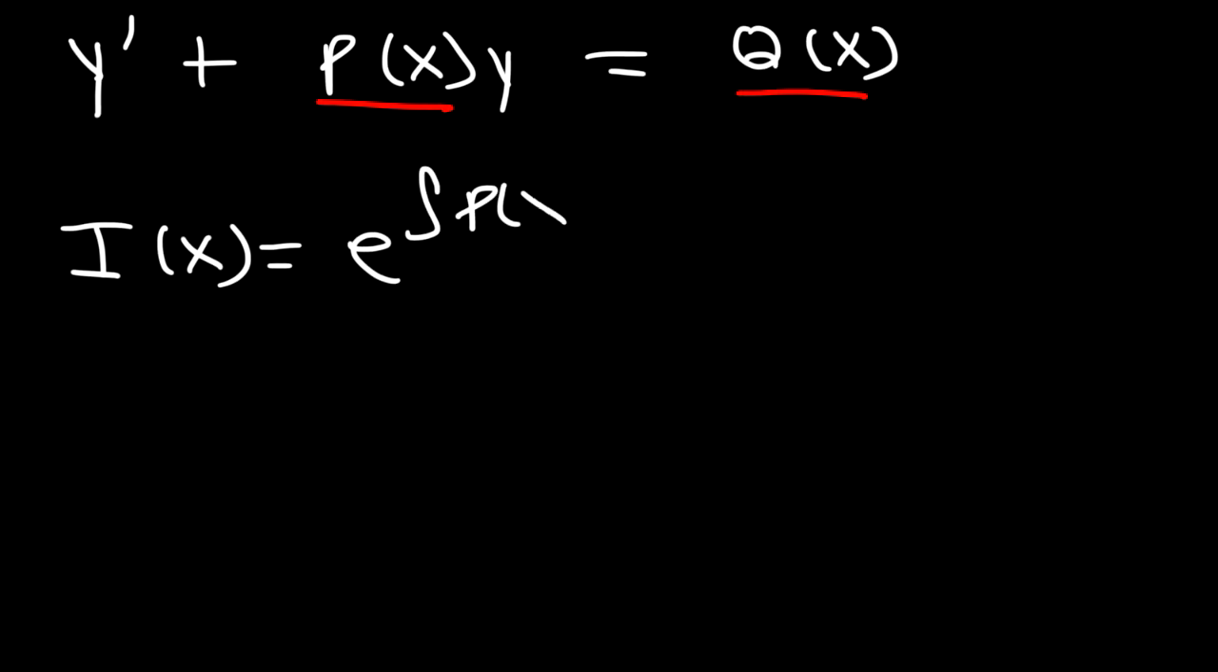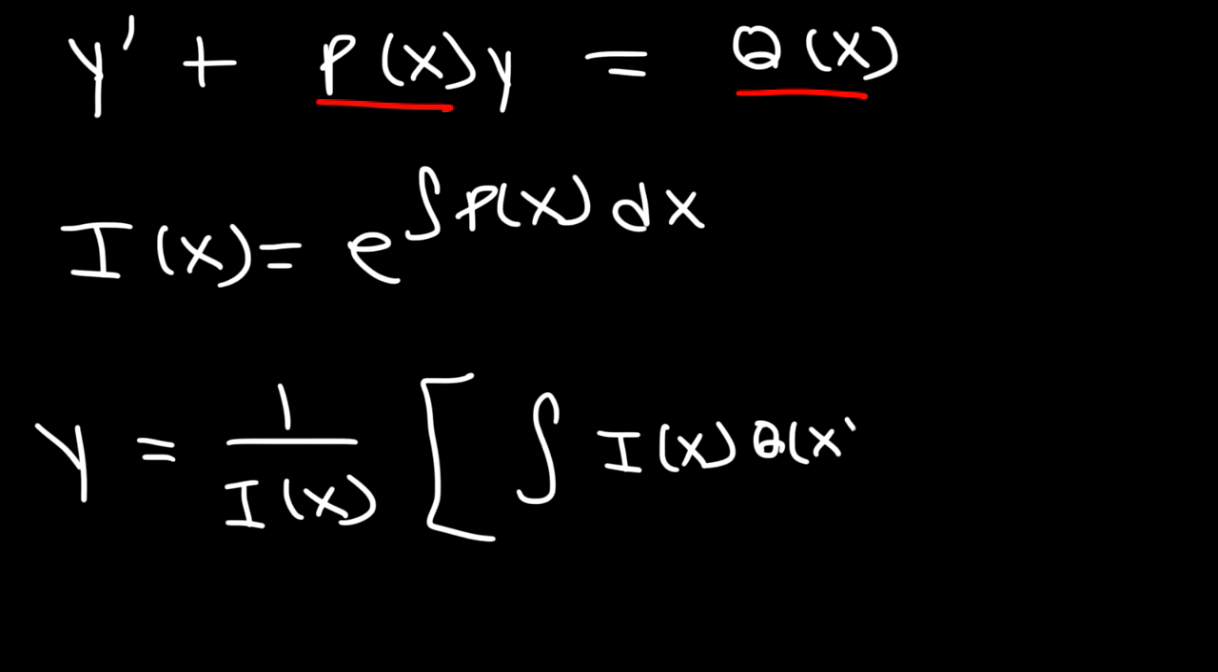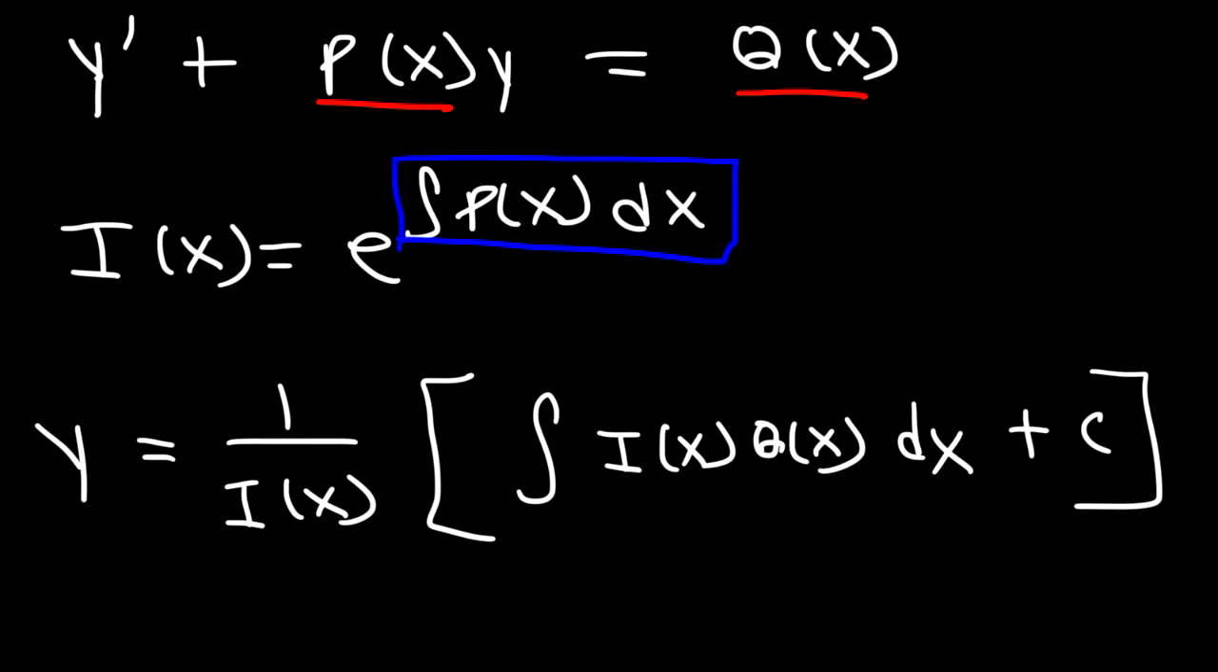Next, determine the integrating factor, which is e raised to the integral of p of x dx. Once you have the integrating factor, you can write the general solution to the differential equation. It's going to be 1 divided by the integrating factor times the integral of I of x times q of x dx, and then plus some constant of integration. Once you integrate to get the integrating factor, don't add the constant of integration. You should only add it at the very end in this step. So keep that in mind.